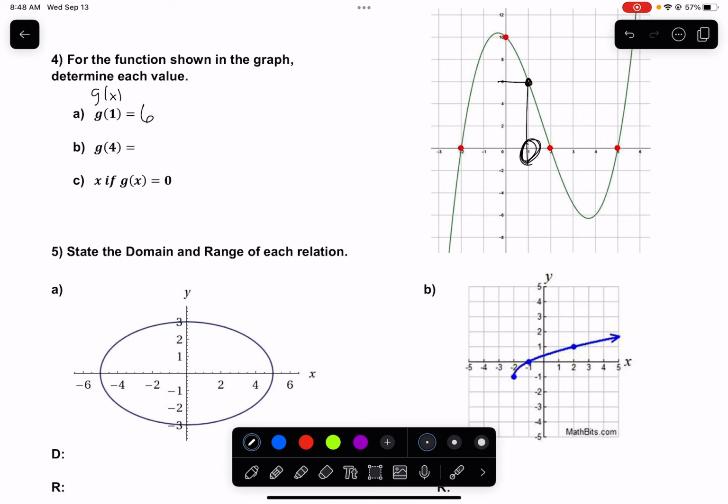What about when the x value is 4? Where's the graph at? We'll find x is 4, positive 4. Read down. Oh, there it is. It's at negative 6. Is that right? Negative 6. How can you read that? Can we genuinely not read?